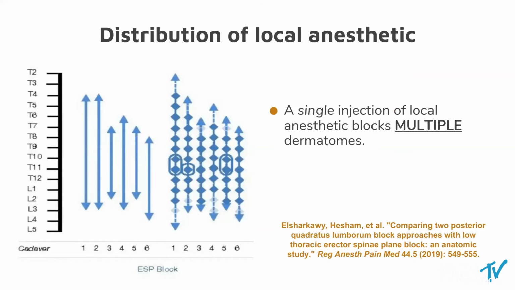So one of the really nice things about this block is that with a single injection point, you have a pretty significant cranial and caudal spread. So with a single injection point, you block multiple dermatomes. The figure to the left of the screen is from a cadaver study from Cleveland Clinic, published last year. The investigators injected 20 cc's of contrast at T10, and the common thread that you can see between each of the cadavers is that although you have variation in the exact number of dermatomes that were covered and which dermatomes were covered, each of the cadavers had pretty broad spread in a cranial and caudal direction.